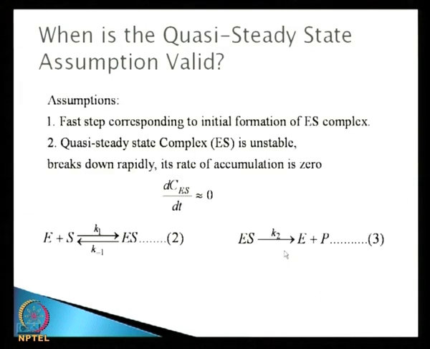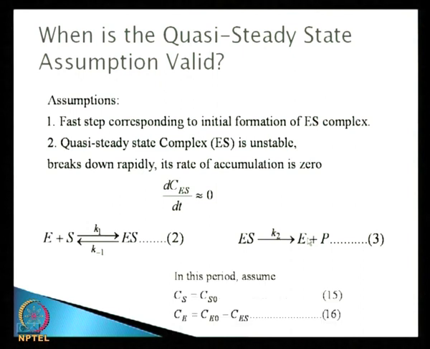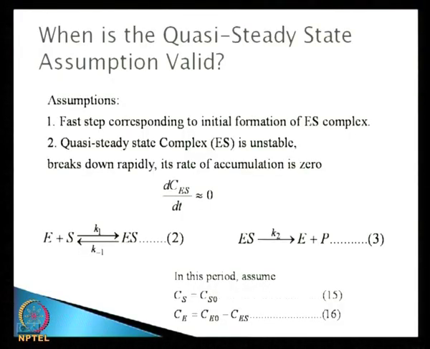Now, the second step is, I will go back again, equation 3, ES giving E plus P. That is again a first order reaction with respect to ES, and you can evaluate its rate constant. So, what we have to do is compare the rate constant or time constant, whatever, the time scale of equation 2 with the time scale for equation 3, or in other words, equation 2 has to be much faster than equation 3.